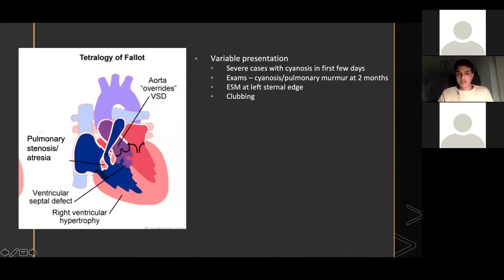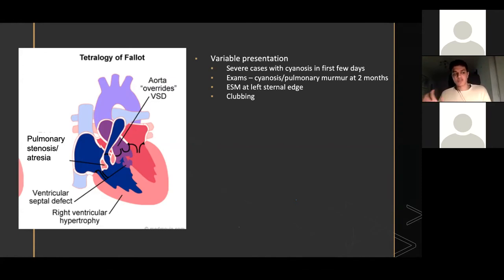The presentation is variable, okay? Severe cases can happen the first few days. Some can take weeks to months. In exams, you will have a kid with a cyanosis and a pulmonary murmur around 2 months of age, 6, 8 weeks, 2 months, okay? That's what will happen in an exam question.